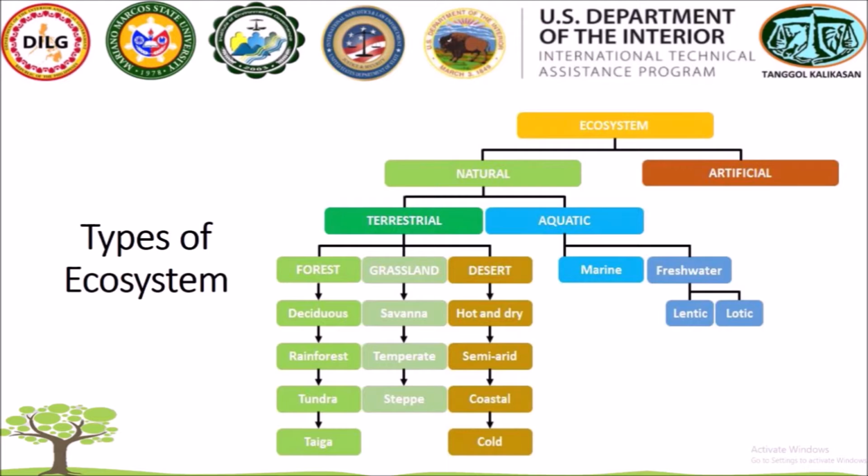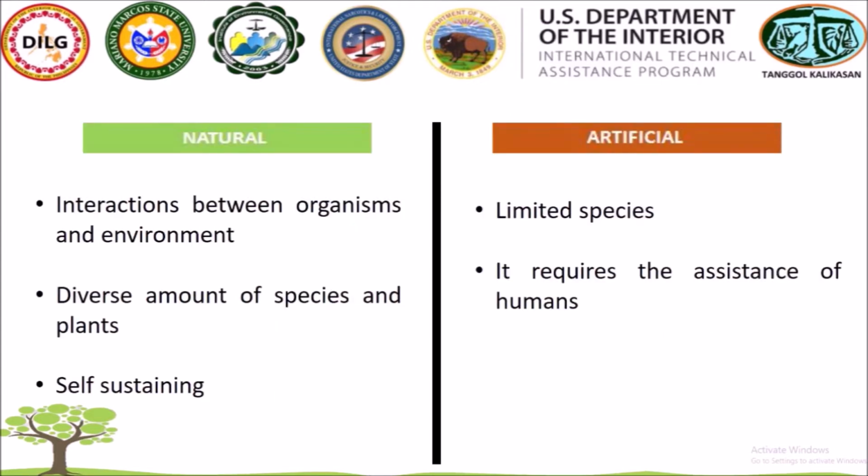As shown in the figure, there are two types of ecosystem, namely natural and artificial, or what we call the man-made ecosystem. There are several differences between natural and artificial ecosystems, including sustainability and purpose. A natural ecosystem is the result of interactions between organisms and the environment. It has a diverse amount of species and plants, whereas artificial ecosystems are limited. Natural ecosystems are self-sustaining and result from spontaneous natural reaction, while an artificial ecosystem would perish without human assistance.